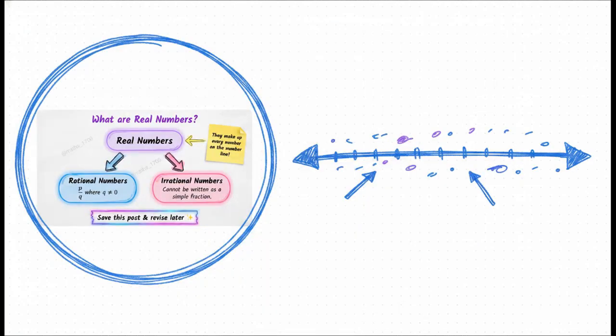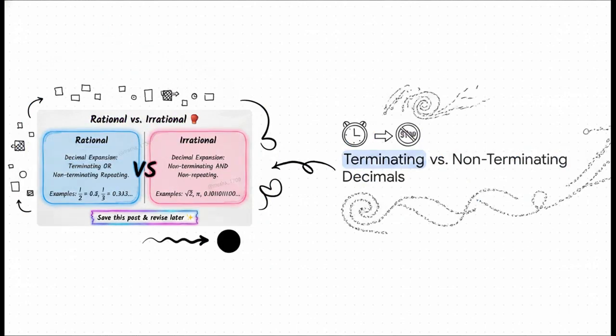First things first, we need to establish a massive foundational rule. Real numbers, well, they make up absolutely every number you see on the number line. It's the whole shebang. And from there, they instantly split into two very distinct categories: rational and irrational numbers. Now here's the absolutely critical difference you need for your exam. Rational numbers are either going to completely terminate or they'll repeat in a nice, clear pattern. But if you contrast that with irrational numbers, think of things like pi or the square root of 2, they never terminate, and they never, ever repeat.